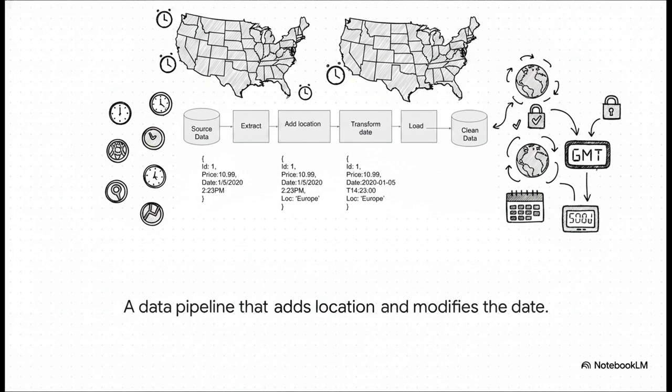First up, we extract the source data. But remember, the United States alone has 4 different time zones, so the data moves into the transform phase. Right here, we might add a location tag to clearly distinguish the region and transform all that local time data into a uniform standard, like GMT. Finally, once it's clean and standardized, the data is loaded into its ultimate destination.